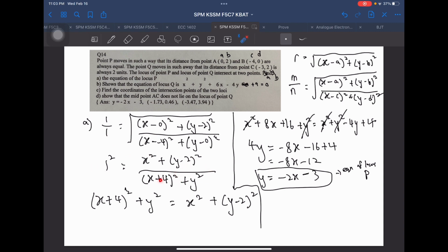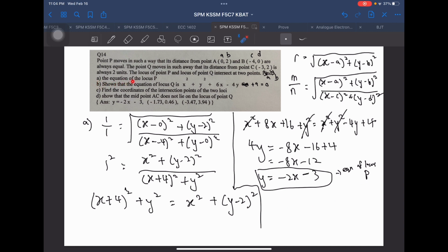And then you move the denominator to the left hand side. You got this. And then expand this, just like what we did in the last question. You got this. Cross out the x squared, y squared for both sides. You got this. And then simplify it. You got the equation for locus P.